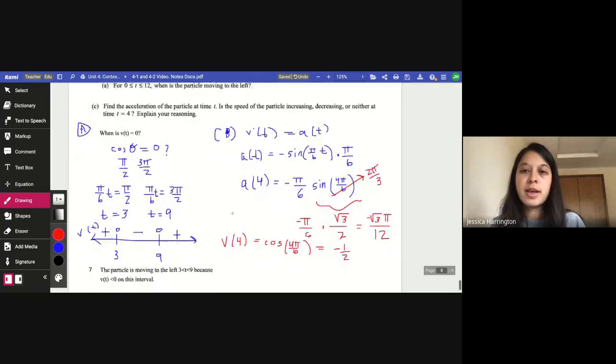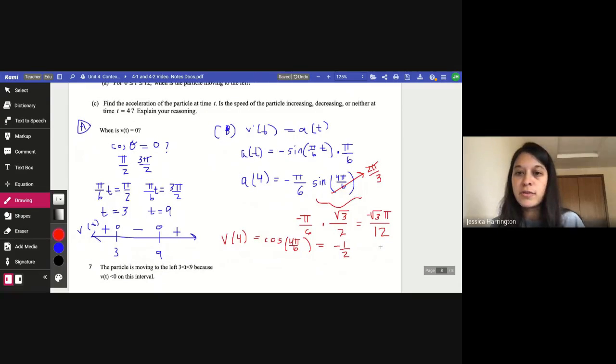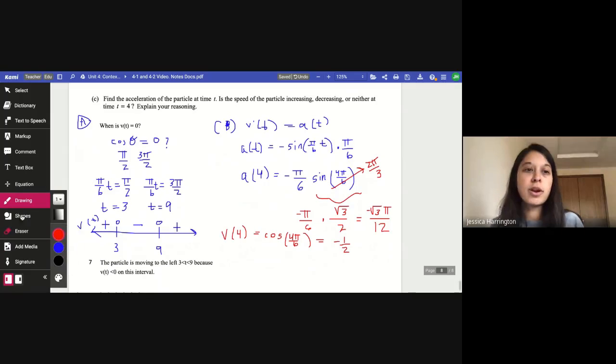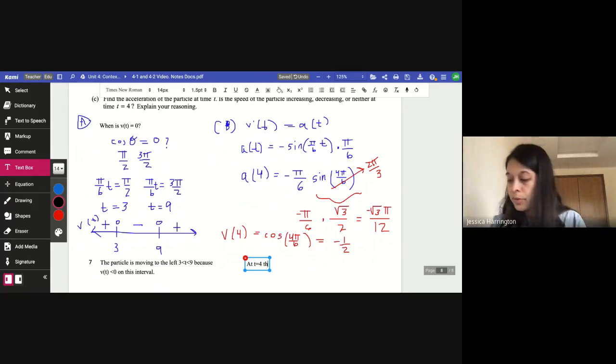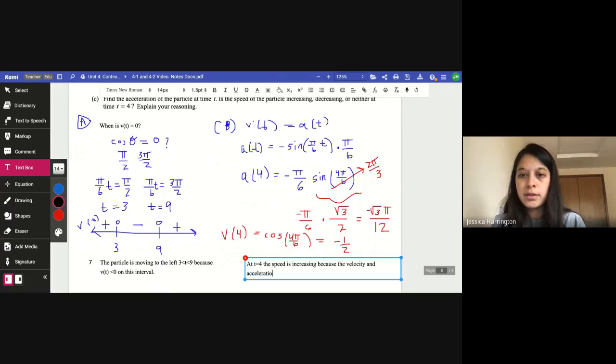Okay, so the sign of the acceleration function is negative. The sign of the velocity function is negative at t equals 4. So that means this thing is speeding up. So I'm going to come over here and write my justification. At t equals 4, the speed is increasing because the velocity and acceleration are both negative.